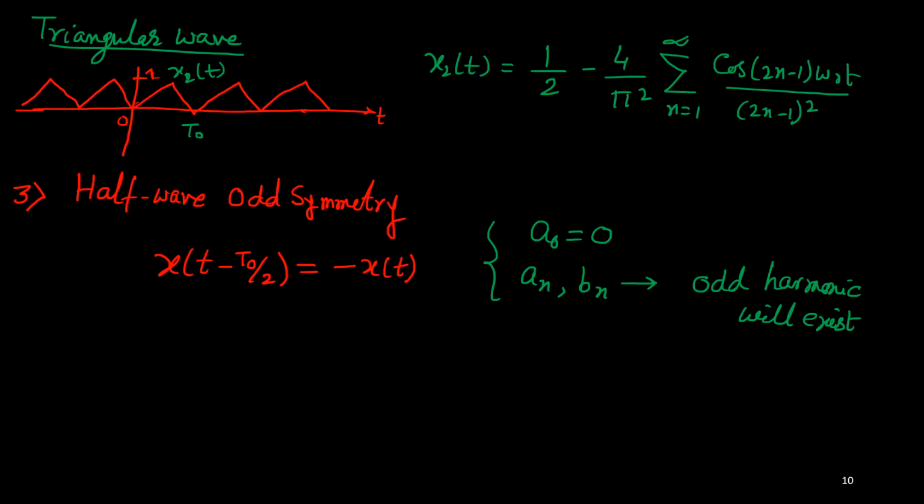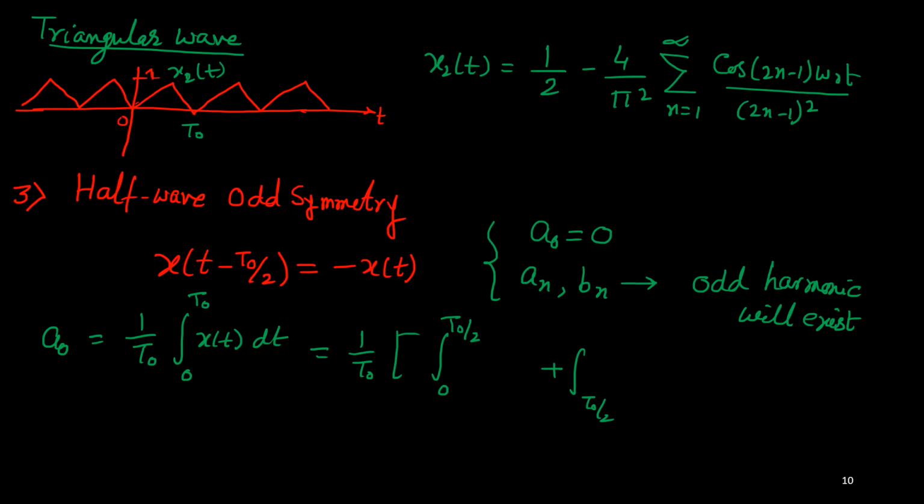Now what is A0? A0 is 1 upon T0, simply integral of x(t) dt. One time period I will consider, 0 to t naught. That we can do. Now this thing we can consider in two regions: 0 to t naught by 2, and t naught by 2 to t naught, the integral of x(t) dt, again x(t) dt.